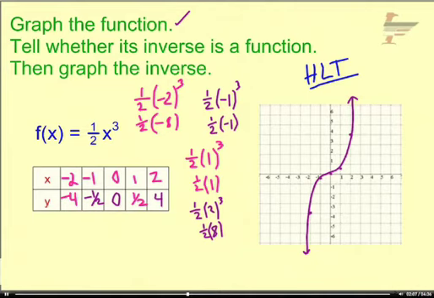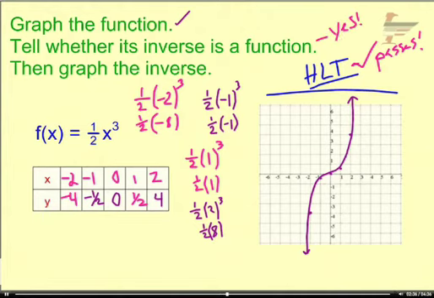That means if we draw a horizontal line anywhere through the graph, we only want it to cross in one spot. As we can see, our horizontal line is crossing through our graph only in one spot everywhere along here. So it passes the horizontal line test. When it passes it, that means that our inverse is a function. So, tell whether the inverse is a function. Yes, it is, because it passed the horizontal line test.